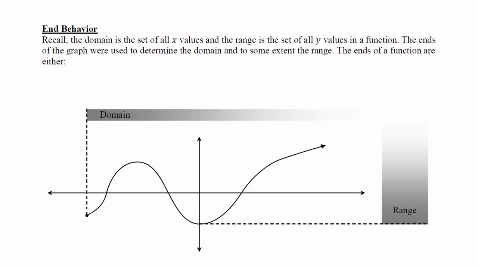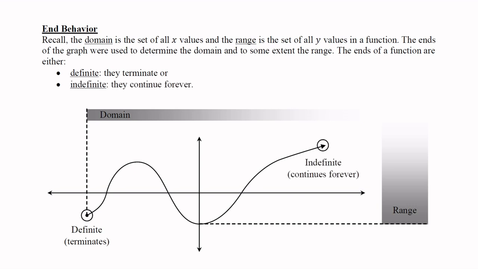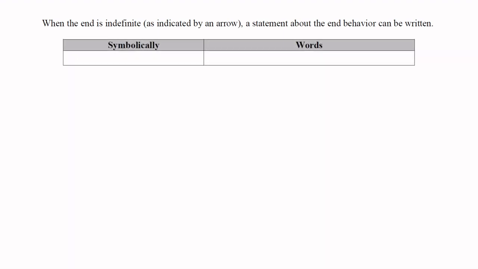The ends of the function are going to be either definite, meaning they terminate, or indefinite, meaning they continue forever. When the end is indefinite, as indicated by an arrow, a statement about the end behavior can be written. So, symbolically, you're going to have this, and it is read as x approaches infinity, f of x approaches infinity.